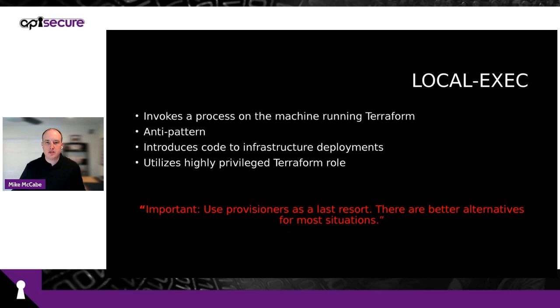There's a lot of different ways that this can be abused. And again, this is another note from HashiCorp themselves. Important: use provisioners as a last resort. There are better alternatives for most situations. So even they give you this option, but they say, don't use it, basically. Use something like Ansible to do your configuration. But really, people shouldn't be running code on your provisioning server. They should only be running code on provisioned servers that are for them.